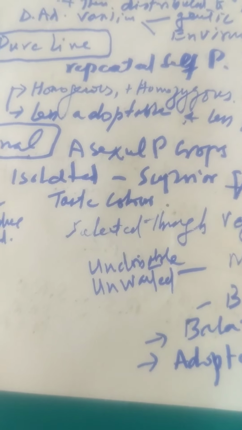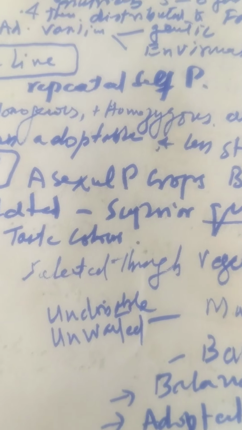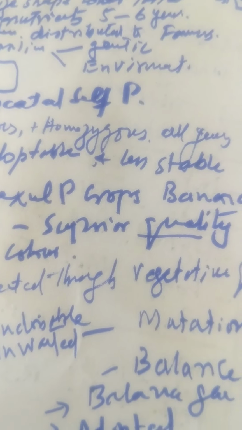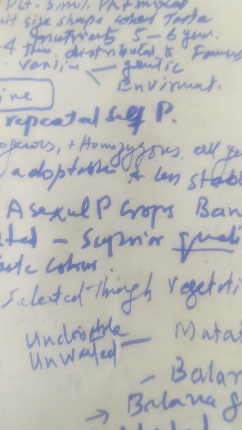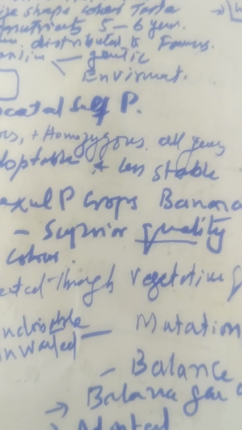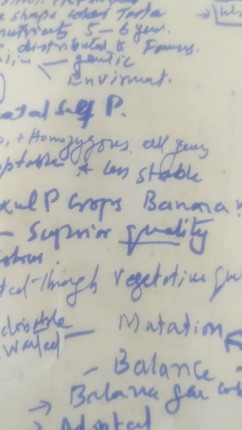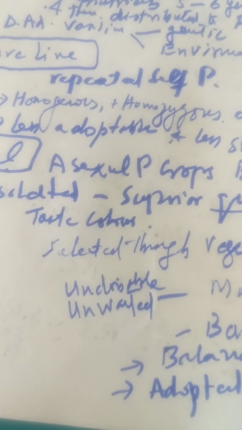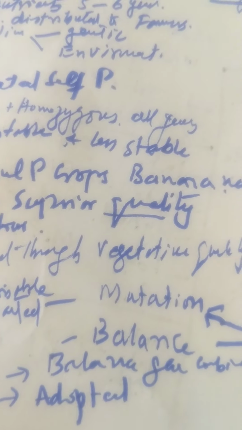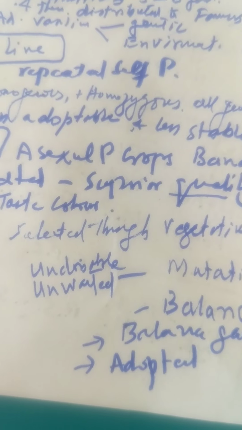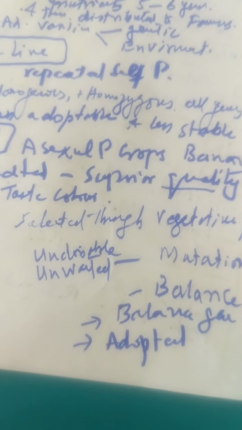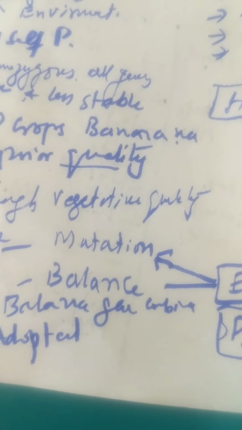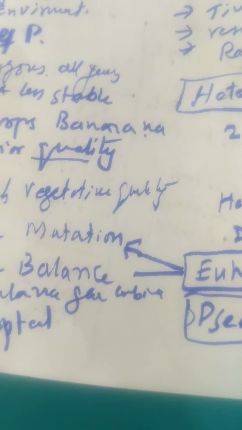Now next is clonal selection. There the asexually propagated crops are propagated by their vegetative parts, like banana. Their seed is not produced. They are isolated, and then superior quality plants are selected and propagated. They are selected only through their vegetative quality.